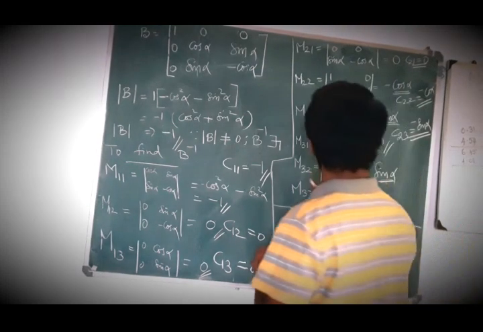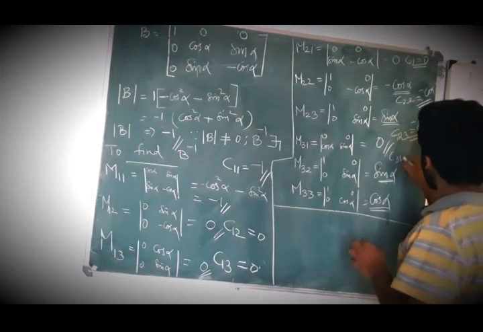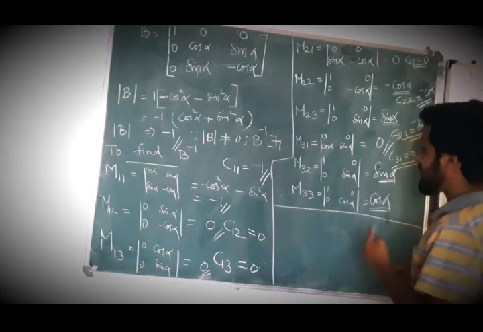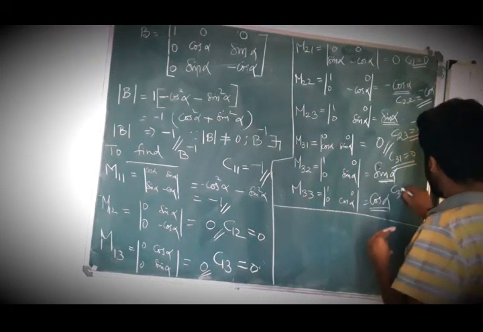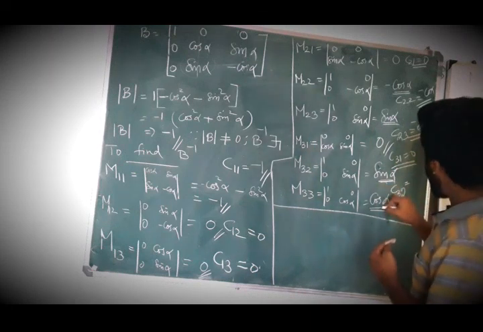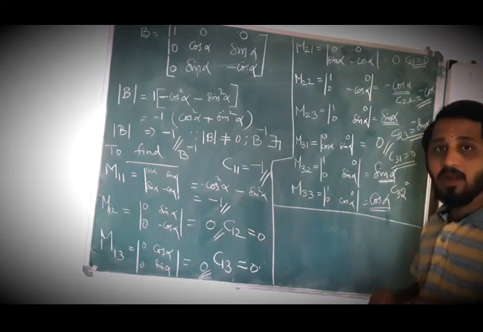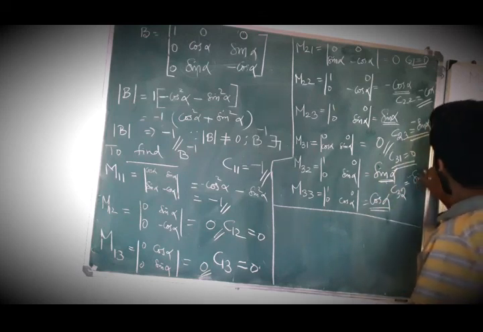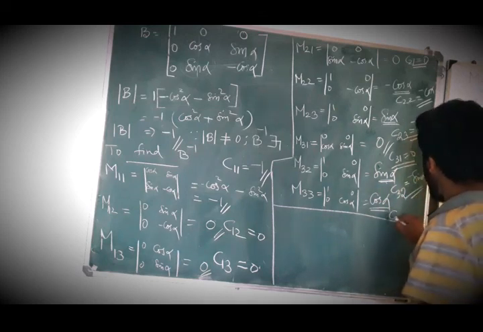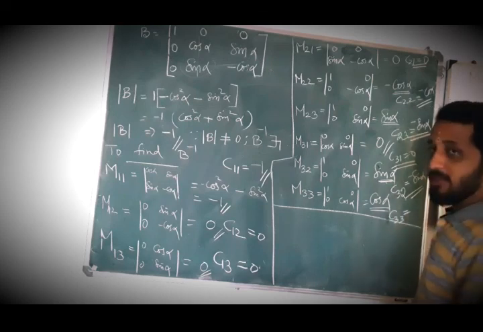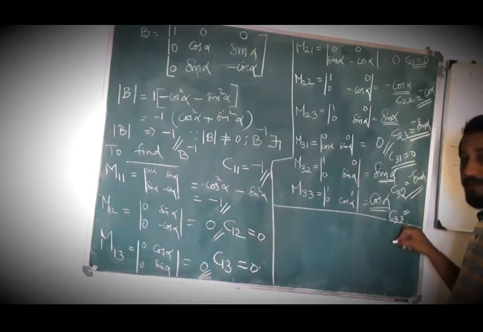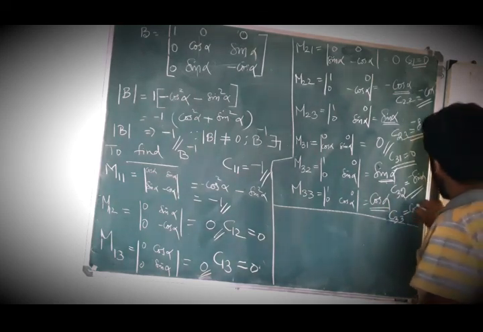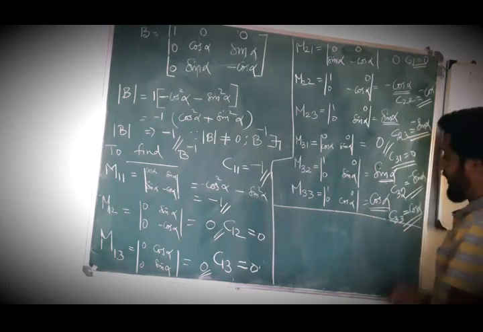What about C31? C31 is also 0. What about C32? 3 plus 2 is 5. It is an odd number. So I have to multiply with the minus. So minus sin alpha. What about C33? 3 plus 3 is 6, it's an even number, so the minor will be the same as the cofactor, cos alpha.